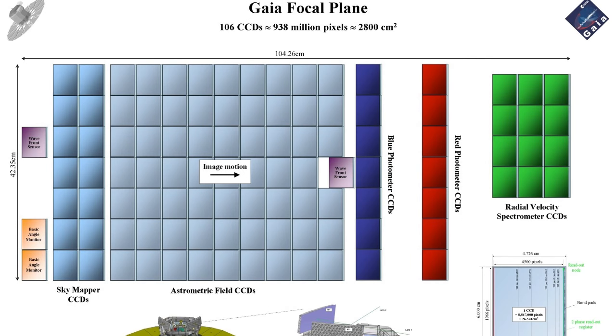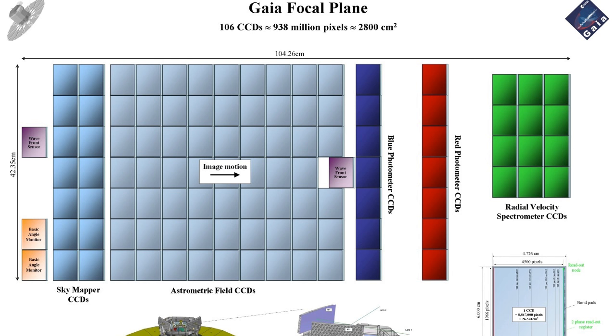So here's the astrometric CCD. That's a fancy name for a photo detector. Sky mapper, that tells you how you map out the sky. Here's blue photometric. Here's red photometric. So this allows you to get these two different colors, the reds and the blues, and figure out the temperature of the surface of the star.